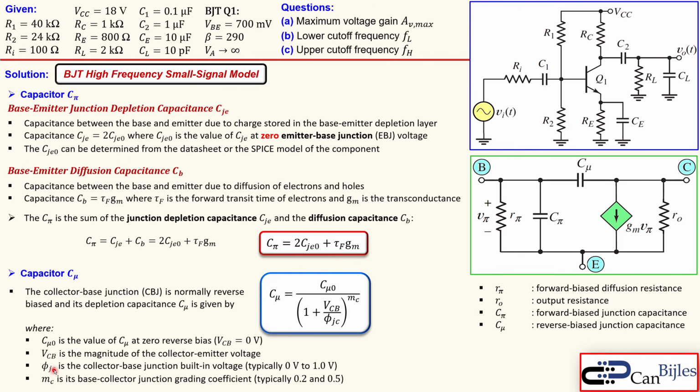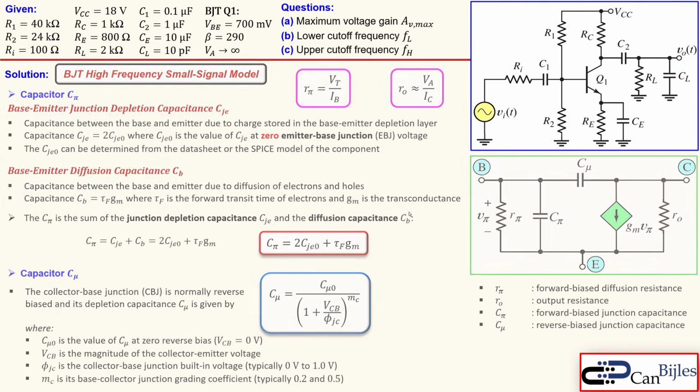Of course, the VCB we can get from the circuit, but the others are all from the SPICE model. Again, the R pi was given by VT over IB, and we also have our RO, which is the early voltage over the DC collector current.